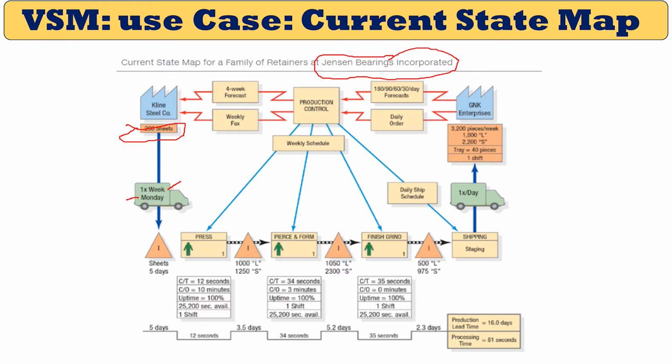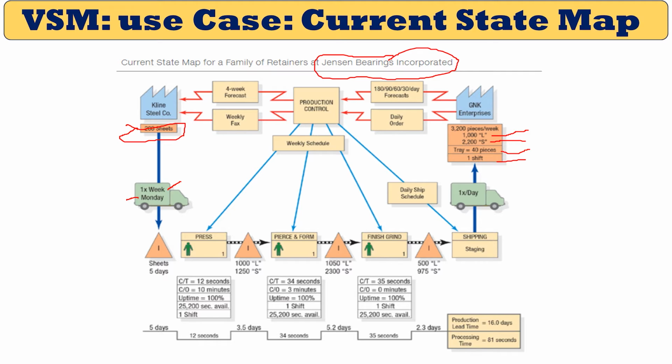And the next thing that we are learning from the map here is that the company uses them to make two sizes of retainers for ball bearings. The sizes that they make are the large size L, and the small size S, you can see here, and they are shipped in trays that can hold up to 40 each. That information is also here. And they have one shift per day. You can also see that information here.